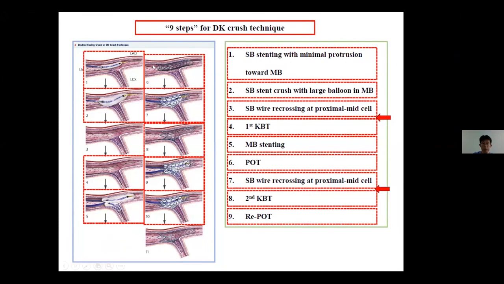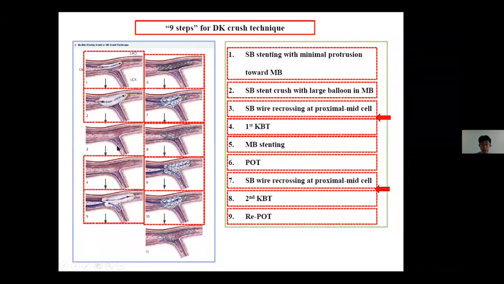First, side branch stenting with minimal protrusion toward the main branch, and side branch stent crush with a large balloon in the main branch, and then side wire recrossing at the proximal or mid cell. In DK crush, the recross point is different from culotte stenting or one-stent technique. The recross point is proximal or mid-cell because of crush stenting.